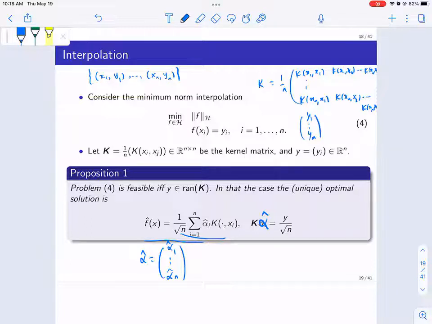Basically, if K is invertible, then you can invert it. If not, because the assumption is that y is in the range of K, this always has a solution, even if K is rank deficient. But if K is n by n and invertible, you just get alpha hat equals K inverse y. But in general, you just have to solve this equation, and you get your result. Okay, so how do we prove something like this?